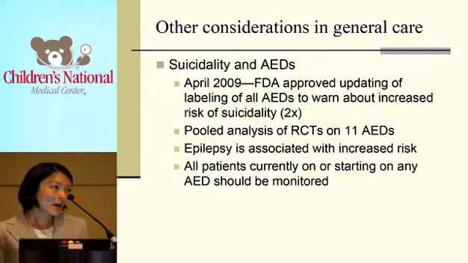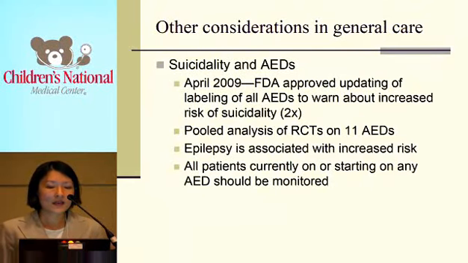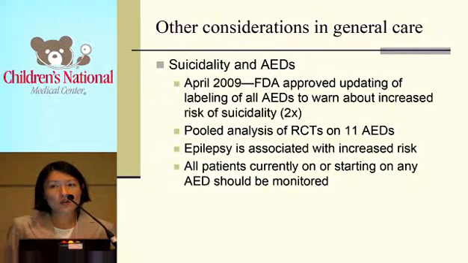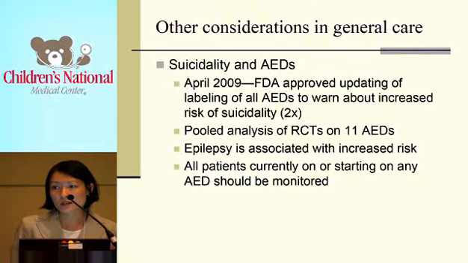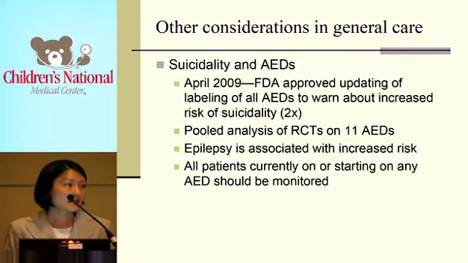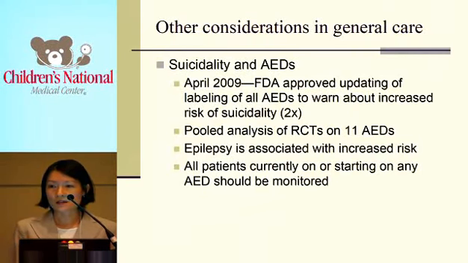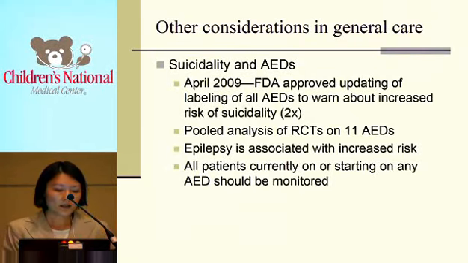Another issue that may come up from your parents is the talk about suicidality with anti-seizure medications, because recently the FDA approved the updating of labeling of virtually all anti-seizure medications to warn about the 2 times increased risk of suicidality in people who are on anti-seizure medications. So therefore, the pharmacy, when the kids go to the pharmacy to get the medications, they're getting this new warning.